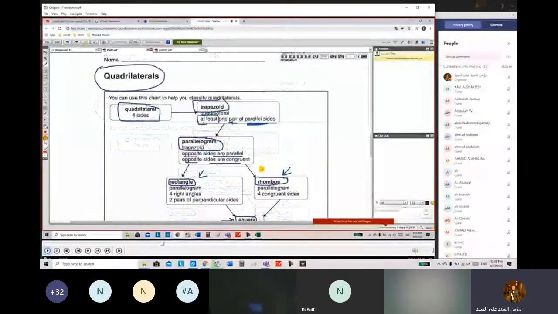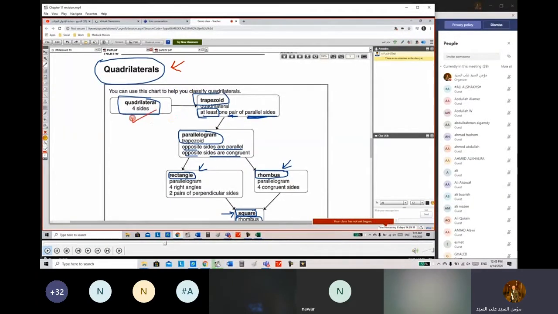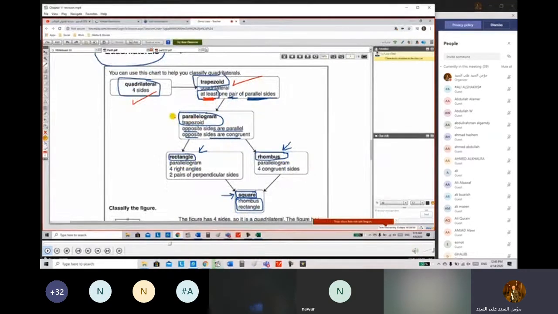Let's move to the next page. We are talking on this page about quadrilaterals. Quadrilateral means four sides. Then, if we have at least, pay attention to this word, at least one pair of parallel lines, we can say that this is a trapezoid. And then parallelogram in this order. You have to follow this order when you answer.